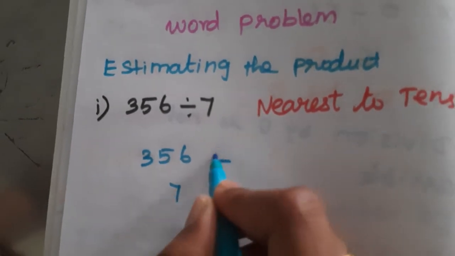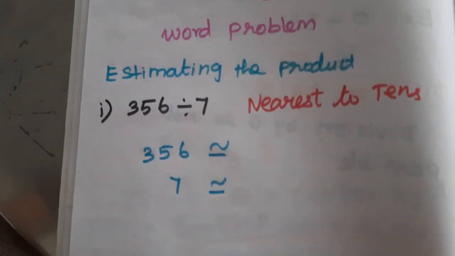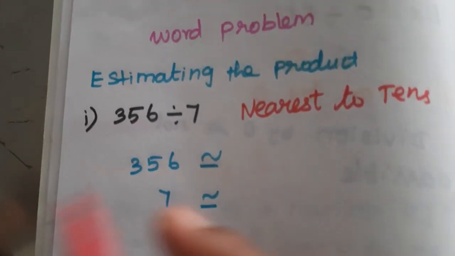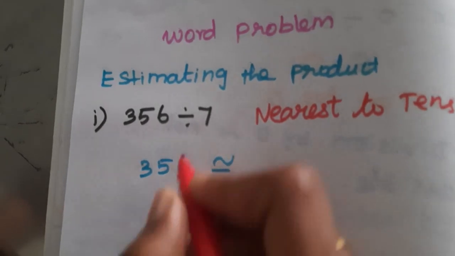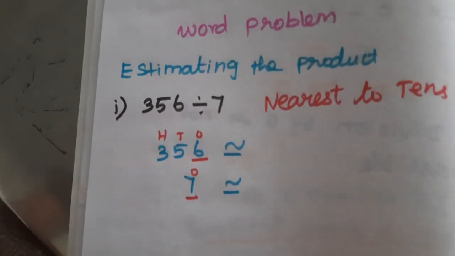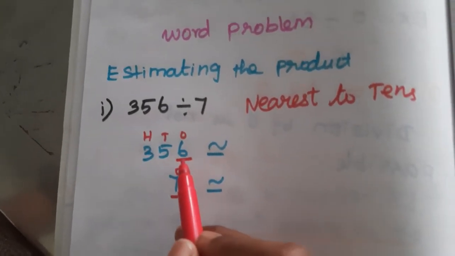7. What is this sign? We call it as? Yes, very good. That is the approximate sign. Nearest to tens means which digit we have to observe? Yes, very good. That is the ones place. First we have to write the places, then only it is easy to find the answer. So see the ones place. What number is there? It's 6.